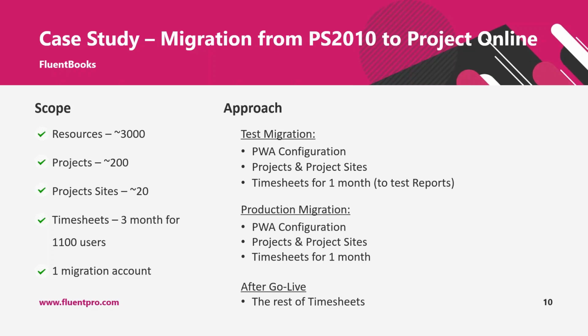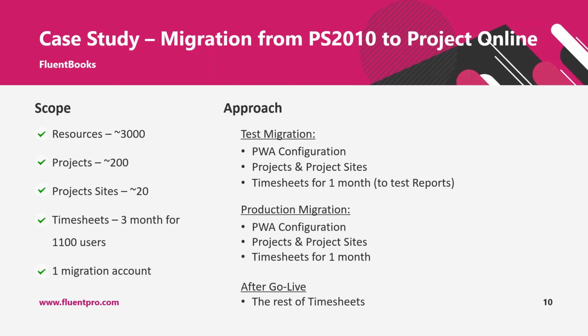So during production migration, we again migrated PWA configuration, because test migration and production migration are done to two separate PWAs. So production migration is being done to a fresh PWA. This requires migration of PWA configuration, projects and project sites. And also during the freeze period, we were able to migrate timesheets for 1 month. Then UAT was performed, and then the system went live. After the go live date, we migrated the rest of the timesheets.